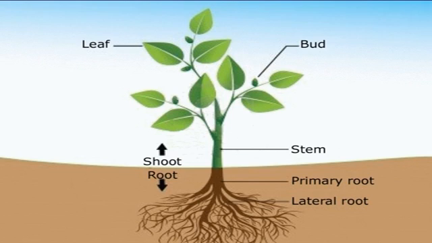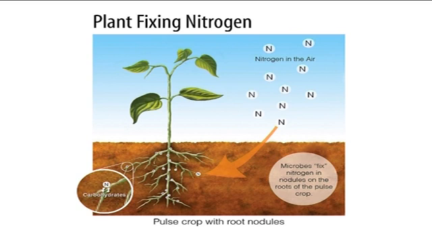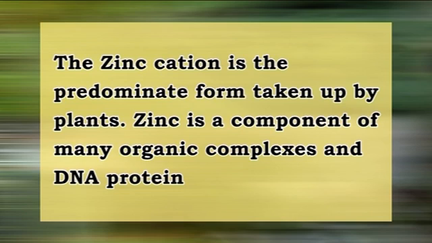Manganese. The primary form of manganese uptake is manganese ion. Manganese is a component of enzymes and is also involved in photosynthesis and root growth. Additionally, it is involved in nitrogen fixation. Zinc. The zinc cation is the predominant form taken up by plants. Zinc is a component of many organic complexes and DNA protein. It is also an important enzyme for protein synthesis. Also, zinc is involved in growth hormone production and seed development.